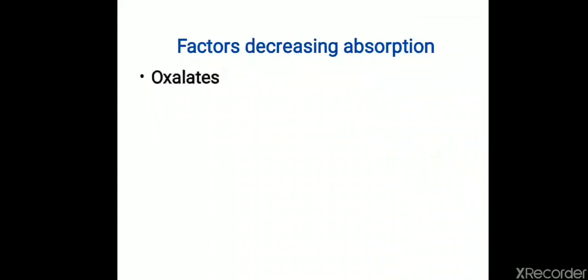Regarding factors which decrease iron absorption, these are oxalate and phytate. If oxalate or phytate components are there in the food item, they form an insoluble complex with iron, thereby interfering with iron absorption.